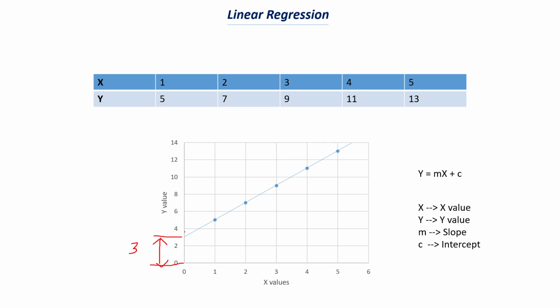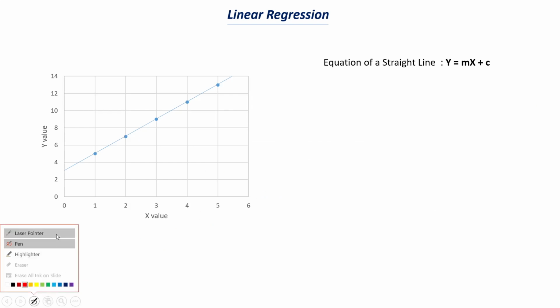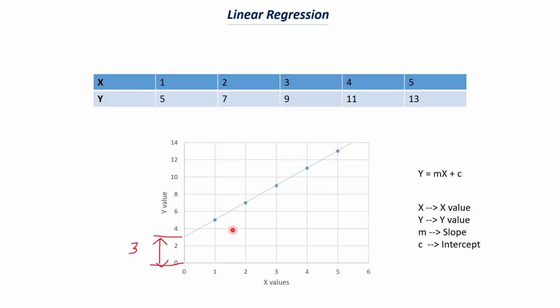Okay. So now let's try to find the values of m and c, the slope and intercept, based on the data points that we have. Okay. So the data points that we have are these values: 1 comma 5, 2 comma 7, 3 comma 9, 4 comma 11, and 5 comma 13. So these are the data points that we have, and based on these data points we are going to find the values of m and c.